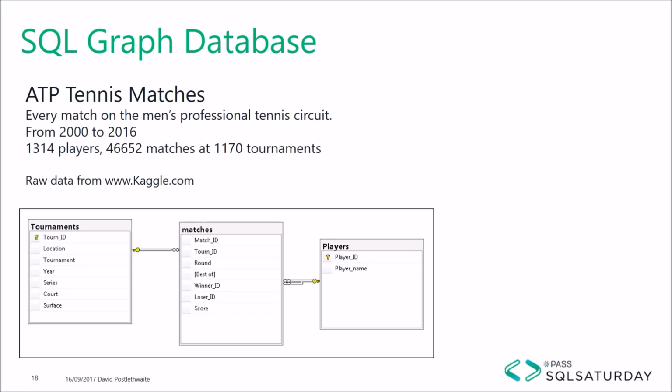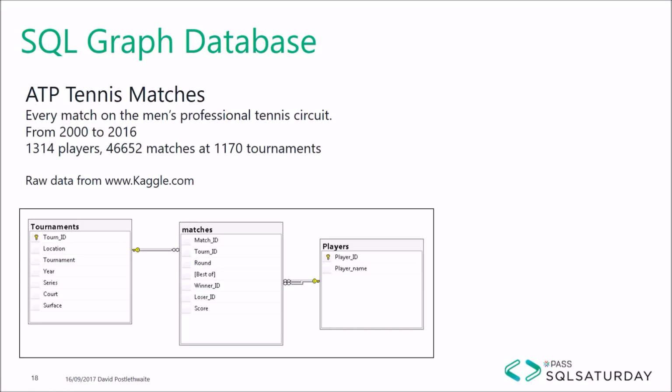So here is the design of my ATP tennis database. All the raw data came from a website called kaggle.com, which has loads and loads of different data sets which you can use for all sorts of interesting analysis. Here is my entity relationship diagram. We have one table called tournaments with all the information about tournaments in it, another table with all the players in it, and then our many-to-many table in the middle called matches, which has the tournament ID, the winner and the loser ID, the score and the round that that match was played in. So we actually have two relationships coming from the players table.